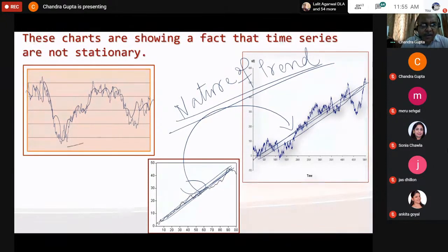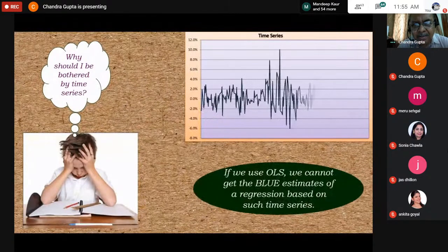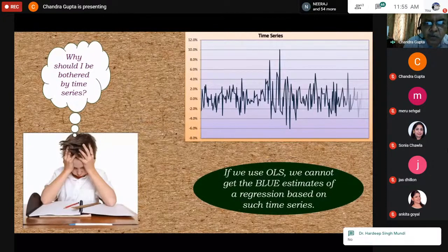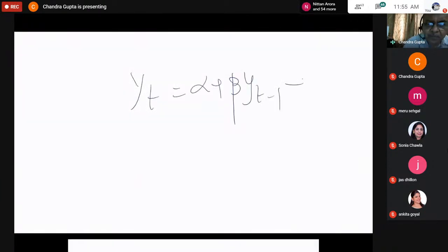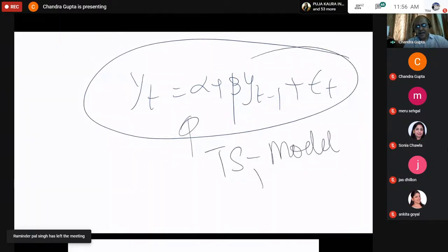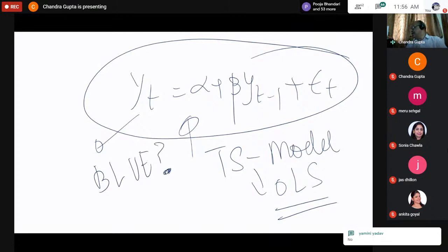Okay. Why should I be bothered about a time series which is like this? If we use OLS, can we get BLUE estimates in this series? You have a time series and you want to estimate a model like Yt = alpha + beta Yt-1 + error term as a time series model. And if I use OLS, the ordinary least squares method, will you get BLUE estimates? The best linear unbiased estimator.